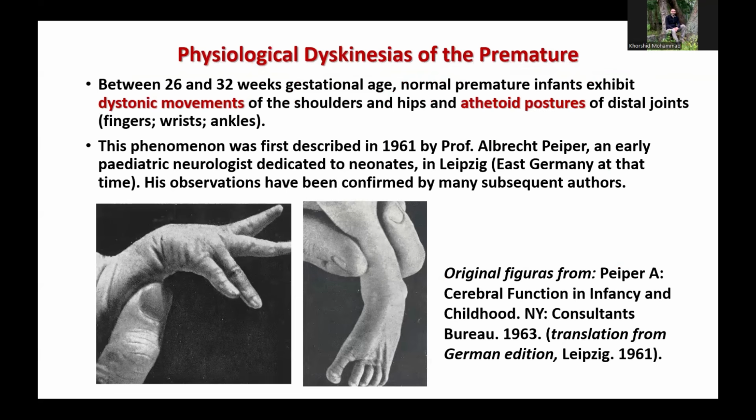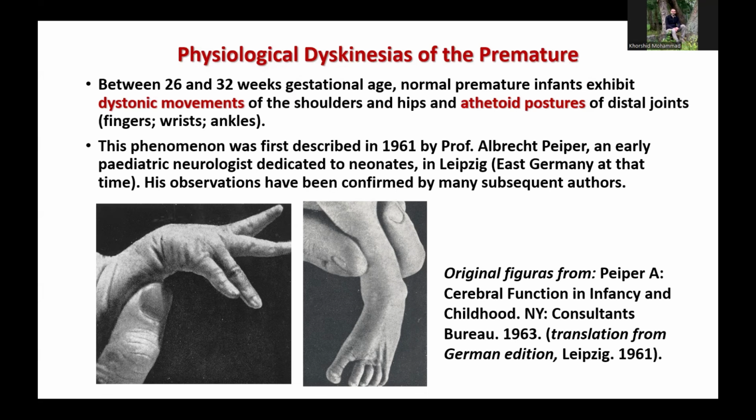Now, another clinical aspect that we see in the newborn is that between 26 and 32 weeks gestation, normal premature infants exhibit dystonic movements of the shoulders and hips and athetotic postures of distal joints of the fingers, wrists, and ankles. And this is a transitory physiological change that we see between these two ages.